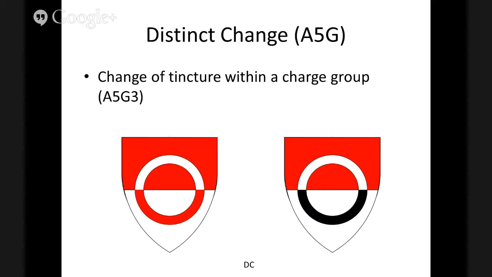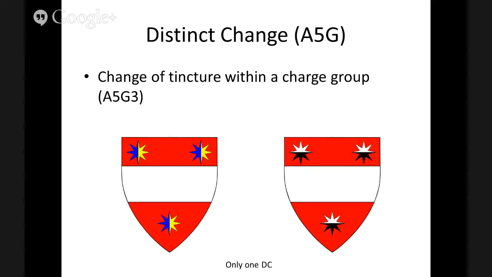So, have we changed half of the amulet? Half or more? Yes. Red on the left, black on the right. We get a DC. How about here? What have we done to these mullets?